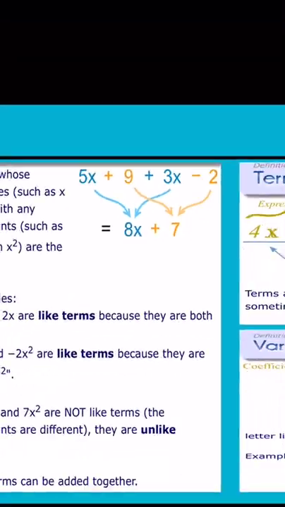So when we're adding like terms, we're going to add the terms, the numbers that are the same, that look alike. Okay, so right here in blue, we have 5x. We have a +3x. So we add those together. 5x plus 3x equals 8x. We also have in orange +9 and -2. Those are the constants. +9 plus a -2, or +9 minus 2 is a +7. So that's why our answer is 8x plus 7.